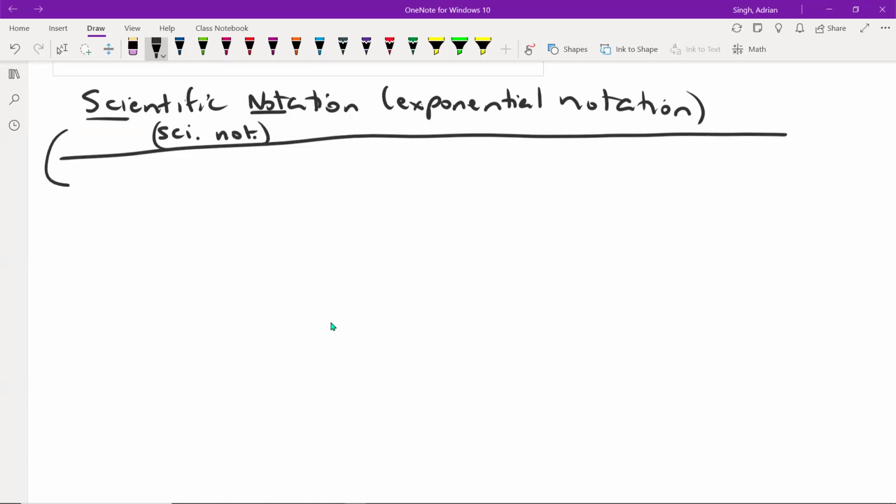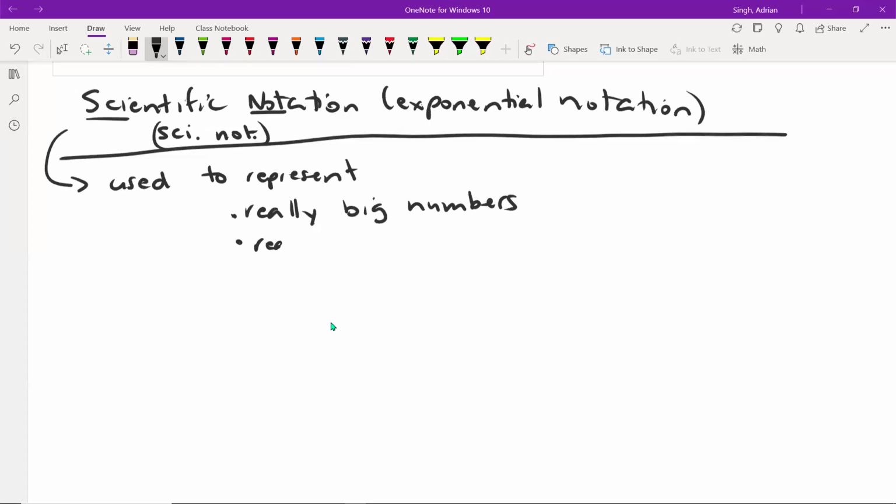And we use scientific notation to represent typically two types of numbers. We use it to represent either really big numbers, really large numbers, or on the other end of the spectrum, really small numbers as well. And we do encounter these two extremes of numbers in chemistry quite frequently.